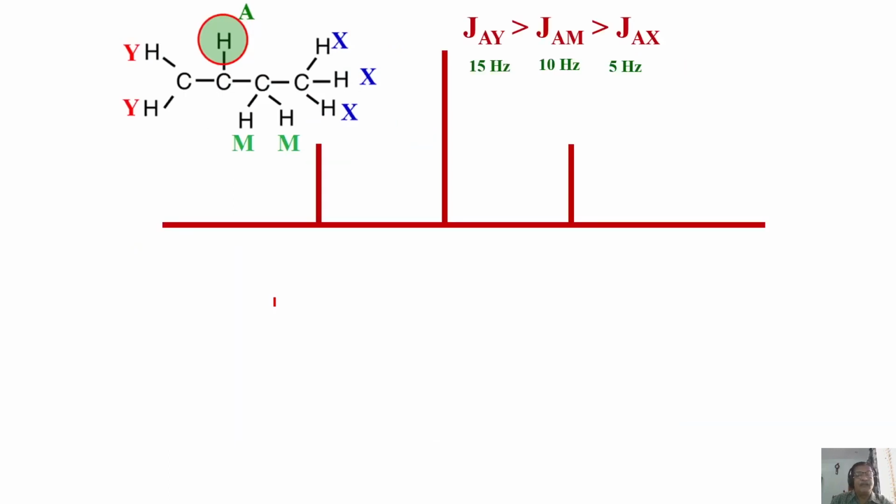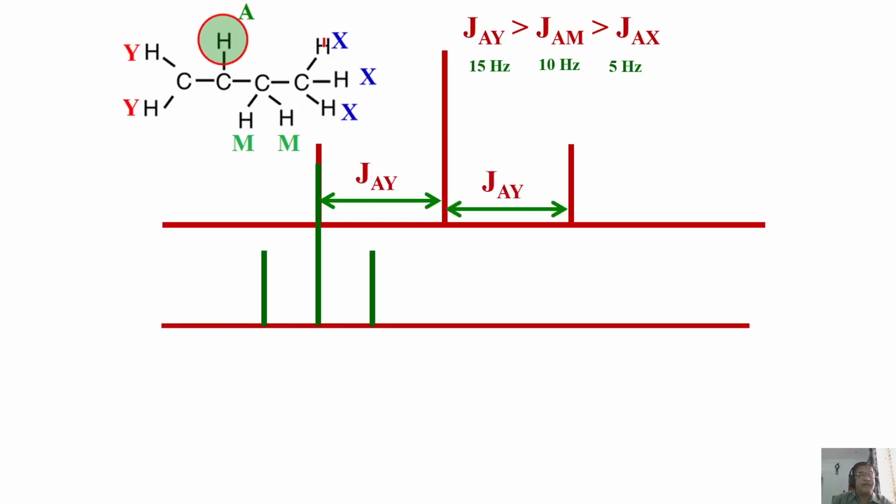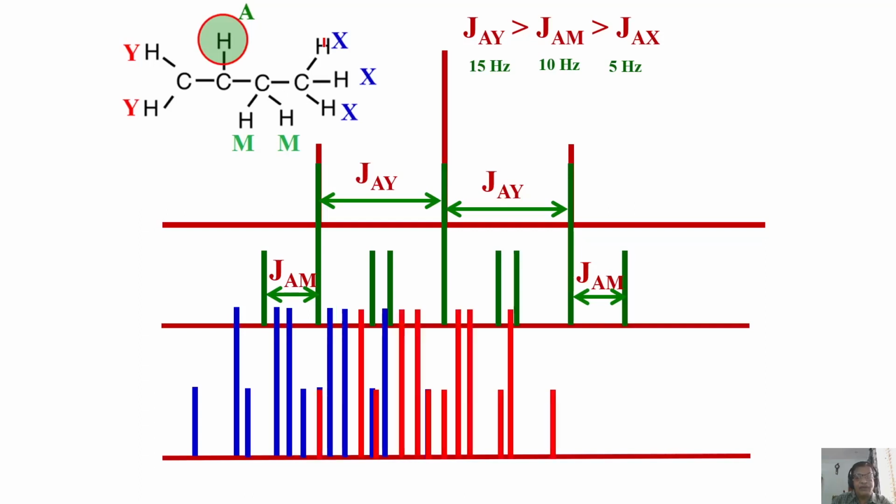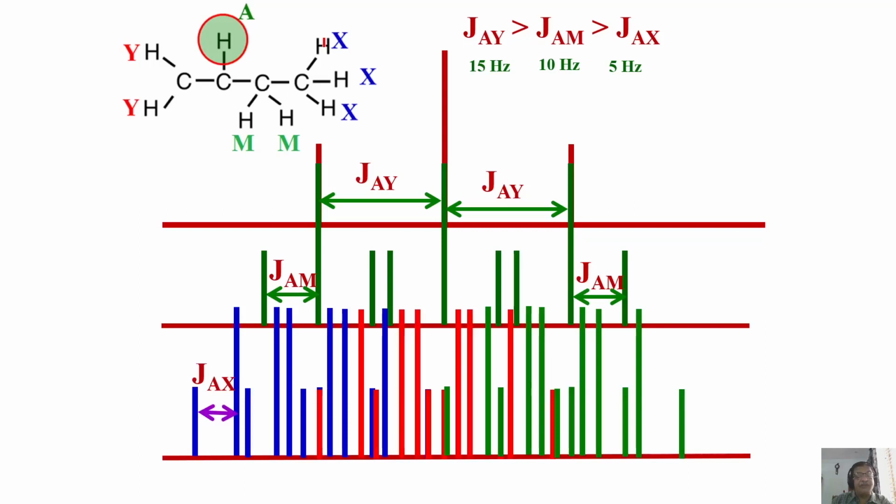So this is another, possibly the last, example I'll give. You look at this one. AY is larger than AM, which is larger than AX. AY is larger. This is a triplet. Then each lane of this triplet is another triplet, and then it will become a quartet each time. So the first triplet gives you AY coupling. The second triplet is AM coupling. Now each of them splits into a quartet. One quartet, two quartets, three quartets, four quartets. So when it is an overlapped multiplicity pattern, this gives you AX coupling.